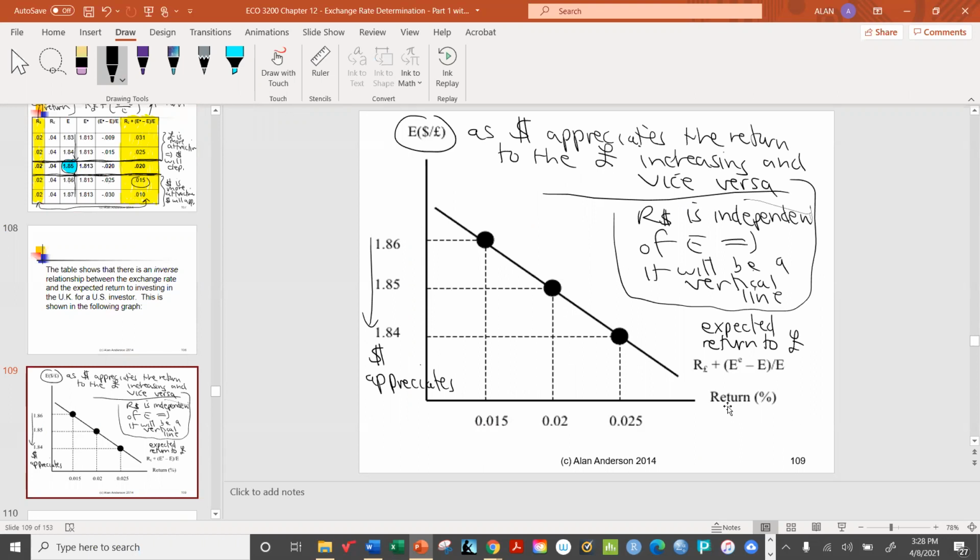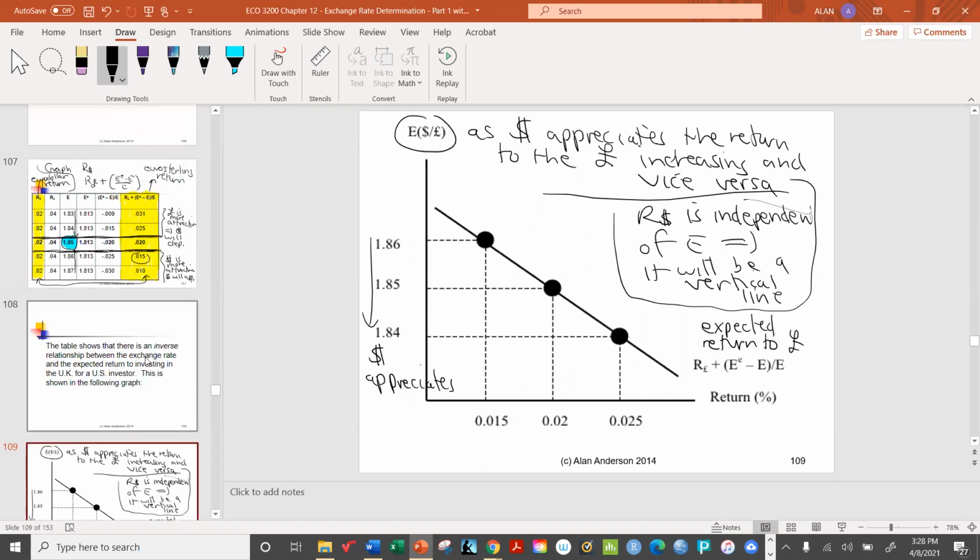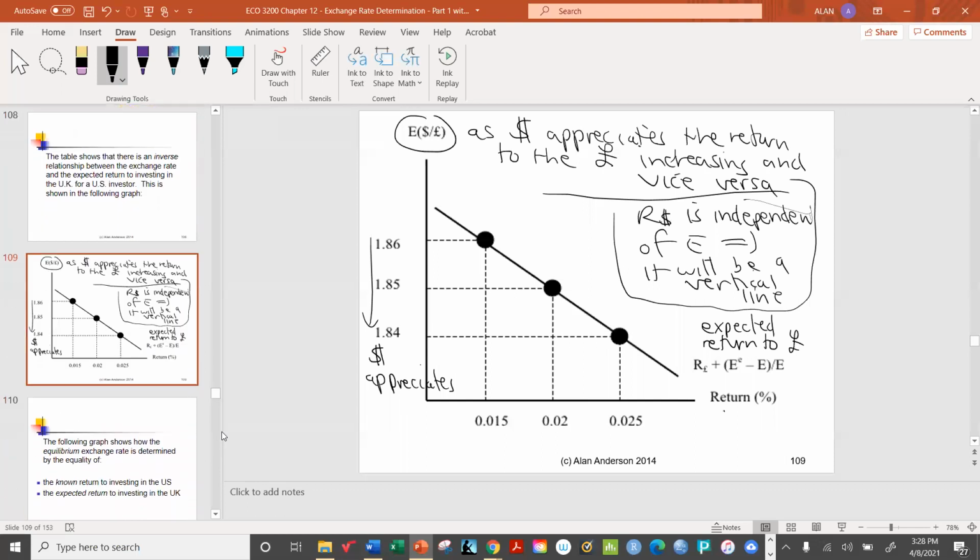So it turns out that in the US, this curve, it doesn't actually say that here, does it? This curve is meant to represent the return, I'll make a note of it right here. This curve represents the return to euro sterling. Okay, it's downward sloping, just like any demand curve you've ever seen.